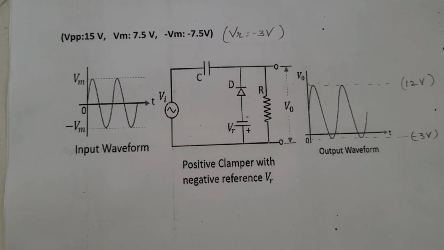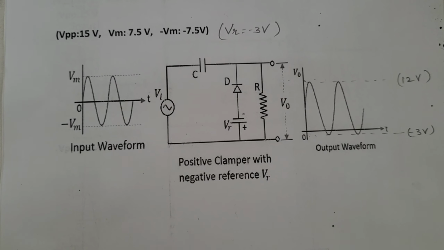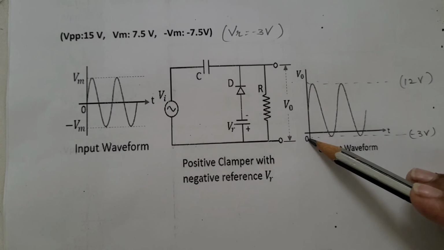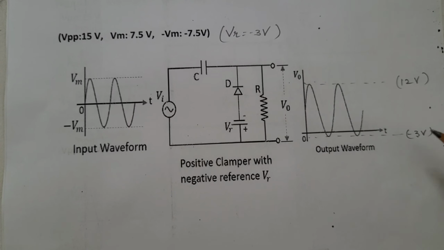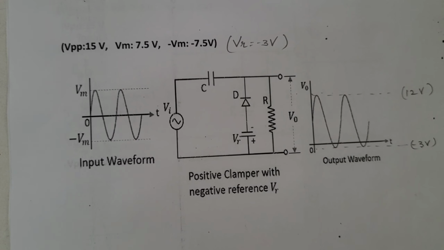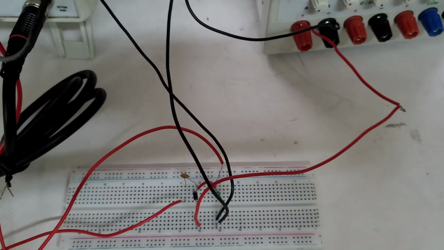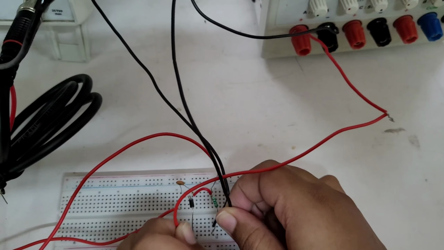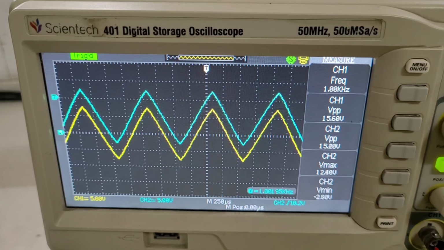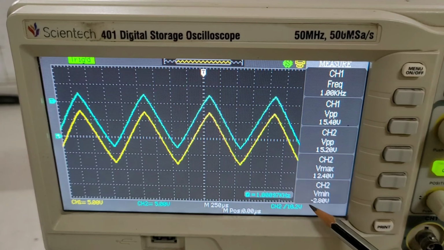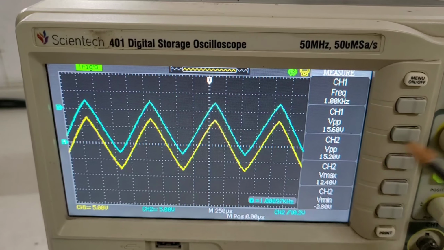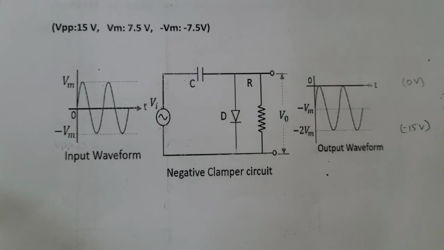The third type is positive clamper with negative reference voltage. This circuit will shift the AC input signal to the positive portion at a negative reference, that is minus 3 volt. Let's observe the waveform. In this circuit, we just interchange the positive and negative polarities of the reference voltage. As we can see in the waveform, V minimum is shifted to around minus 2.8 volt and V maximum is shifted to 12.40 volt.